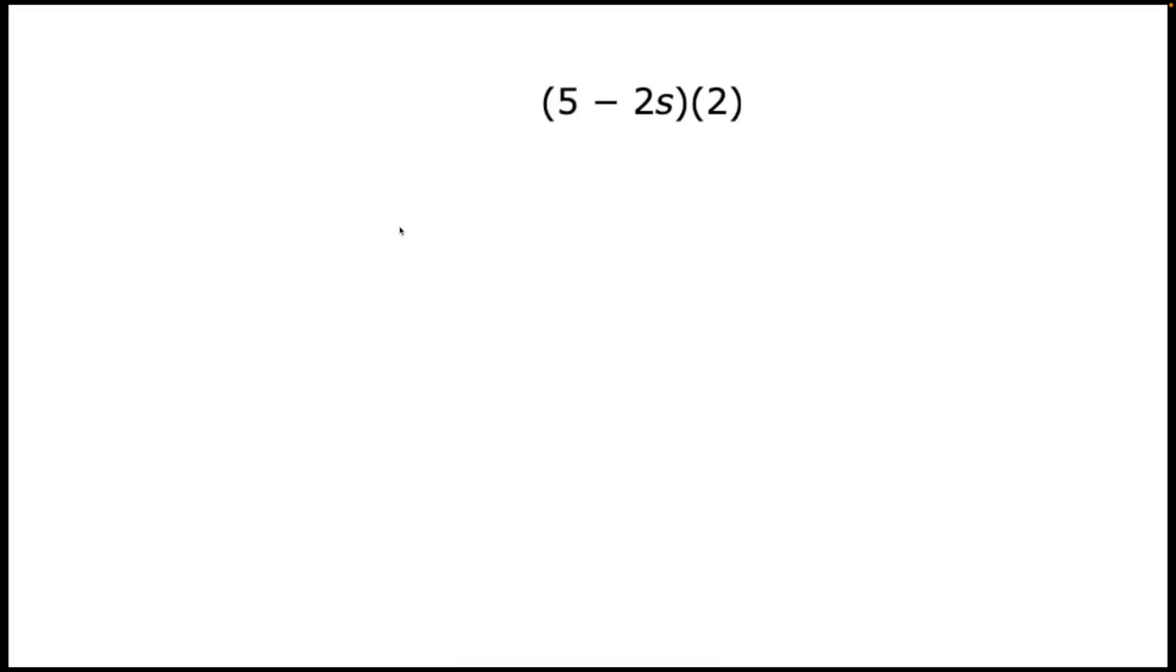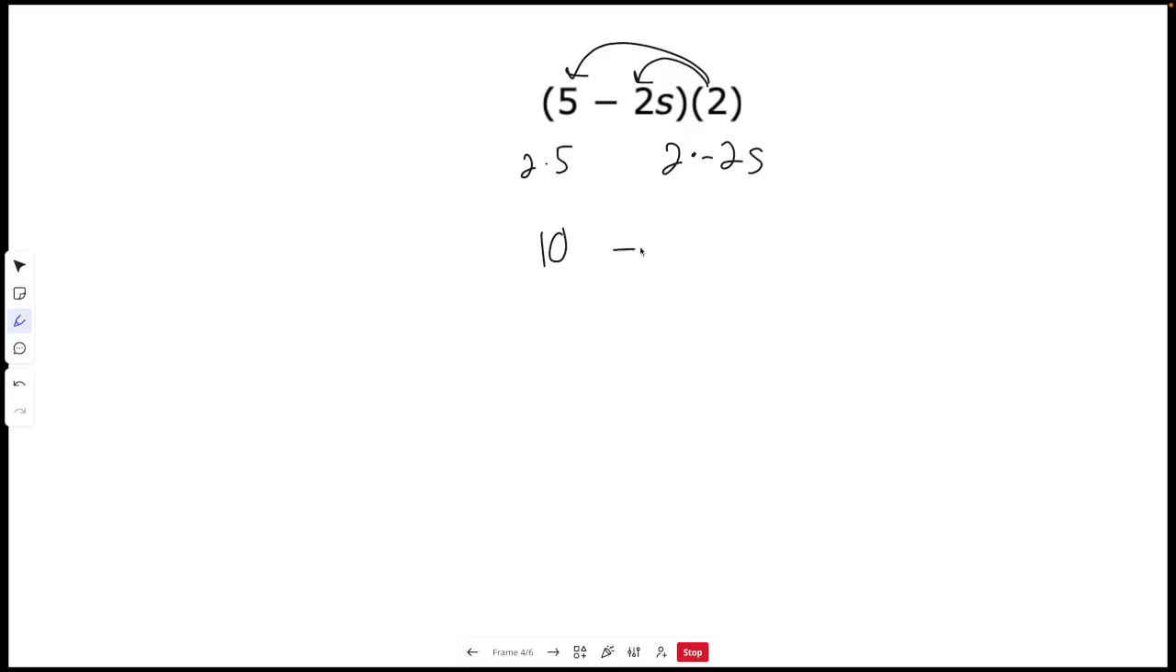For this problem, even when they move the number, you still just distribute the same way. So we do 2 times 5, which is 10. 2 times negative 2s is negative 4s. 10 minus 4s is our final answer.